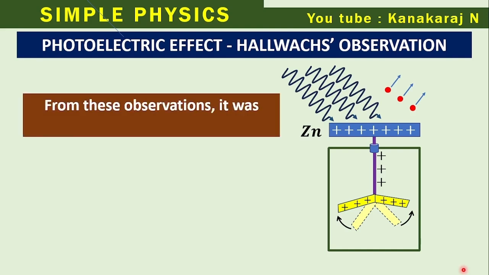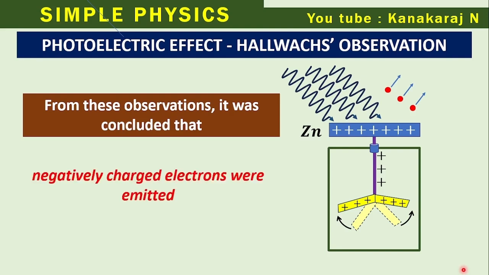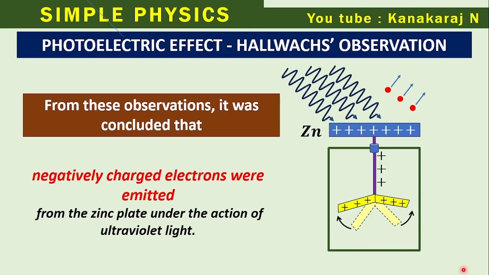From these observations, it was concluded that negatively charged electrons were emitted from the zinc plate under the action of ultraviolet light.